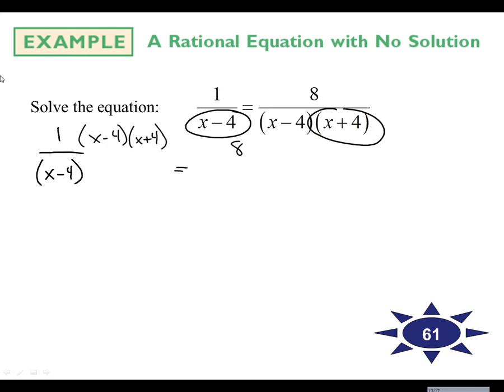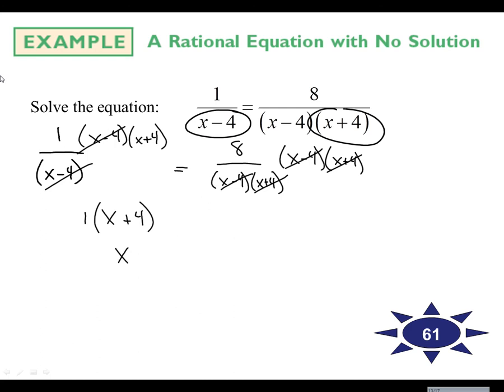Equals 8 over x minus 4, x plus 4. Multiply it by both of the denominators, x minus 4, x plus 4. Cancel everywhere you can. What are we left with? X plus 4 times 1, which will just be x plus 4 on the left, and on the right, 8 is the only thing left. When you minus 4, x equals 4. So that's our answer, but we need to check it.